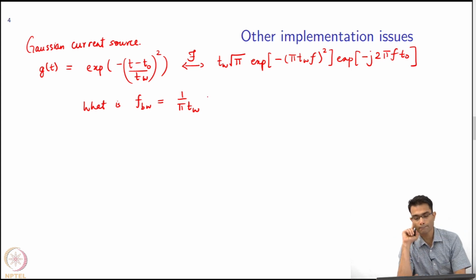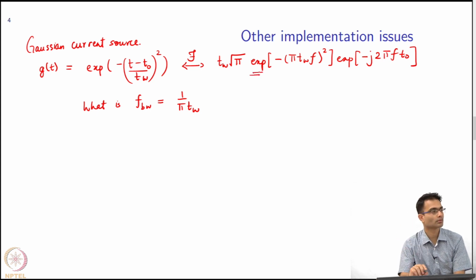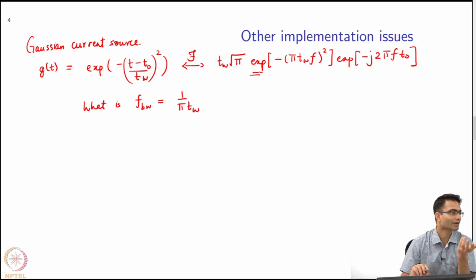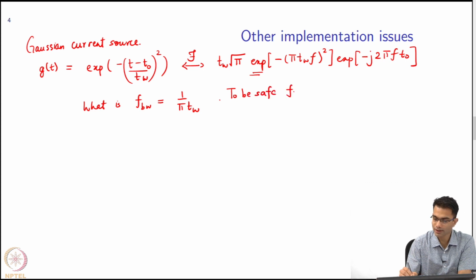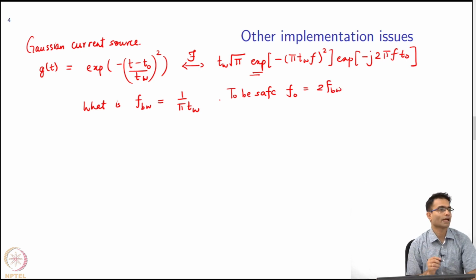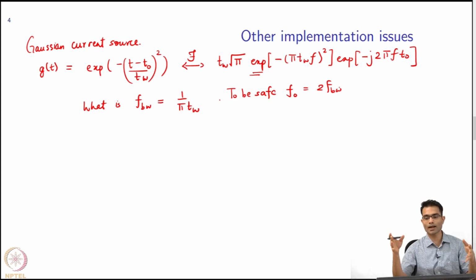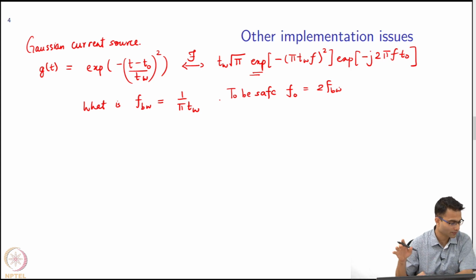Because at 1 by pi TW, what happens to the value of this exponent? It drops by 1 by E, right. That is how we define bandwidth roughly, right. So, what we can do is, to be on the safe side, we can set f naught, the maximum frequency, maybe 2 f BW, right. So, if I filter this signal in frequency domain at 2 f BW, I have captured most of the signal, right. That is a safeguard, okay.